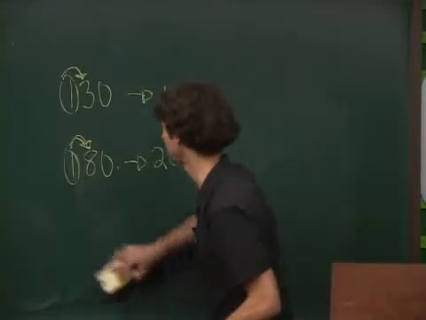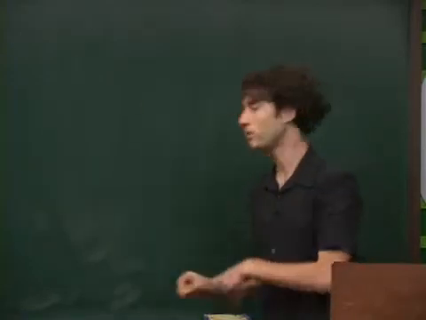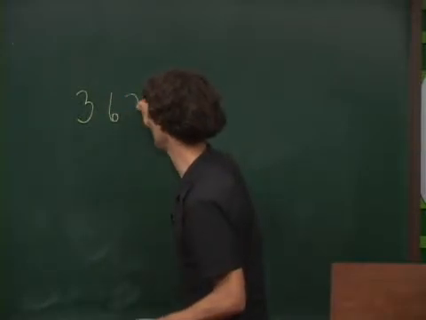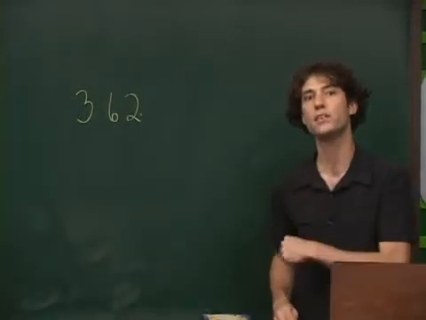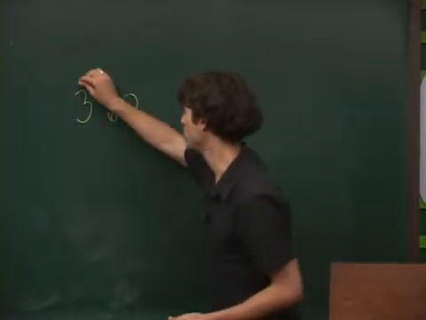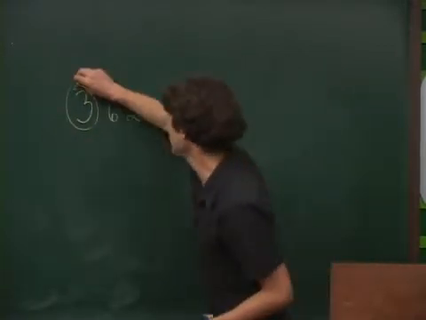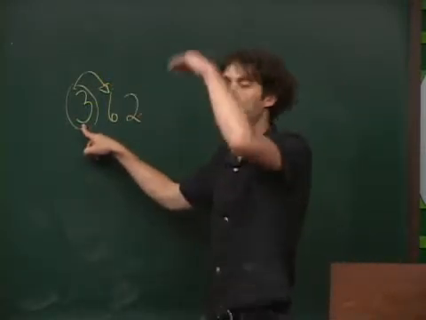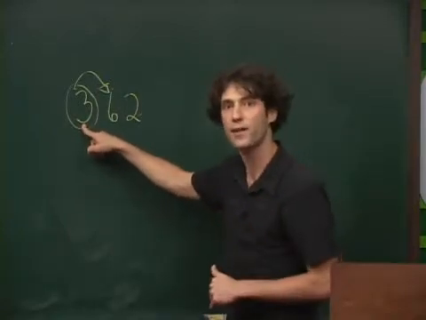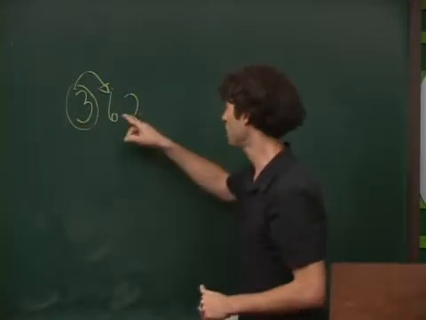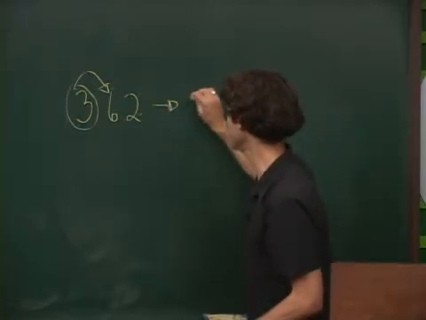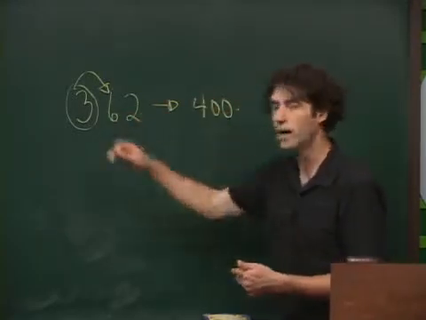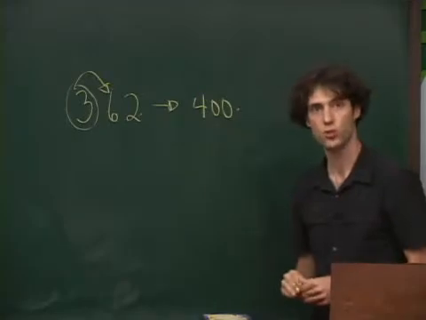Let's take another 100 to see if you understand. Well, if I give you the number 362, and I want you to round it to the nearest 100, well, you would look at the hundreds column and look at the number on the right, and if the number is even or greater to 5, this will go up to a 4, and if it's less than 5, it will stay 3. Well, 6 is greater than 5, so this will become 400. 400 is the nearest 100 to 362.